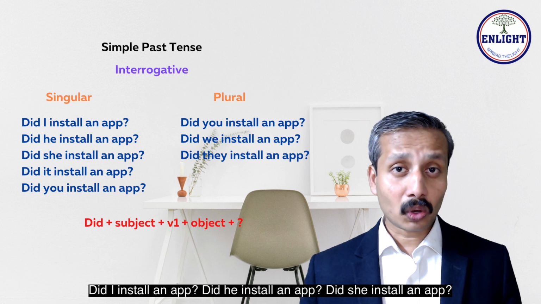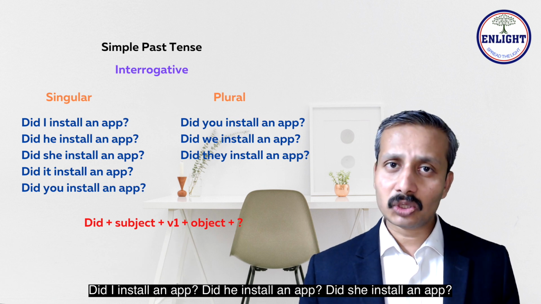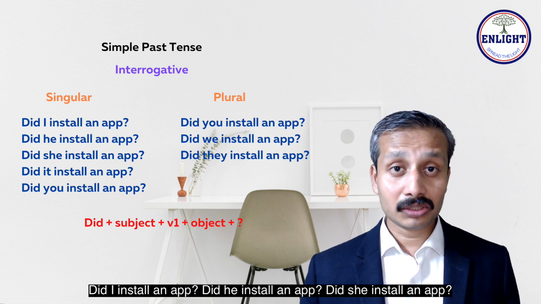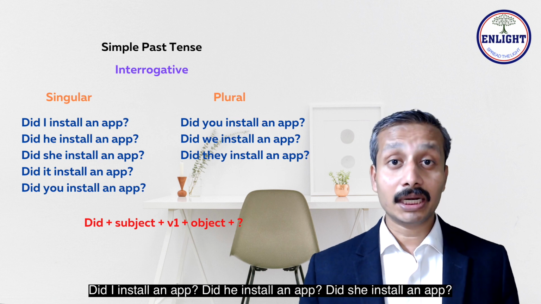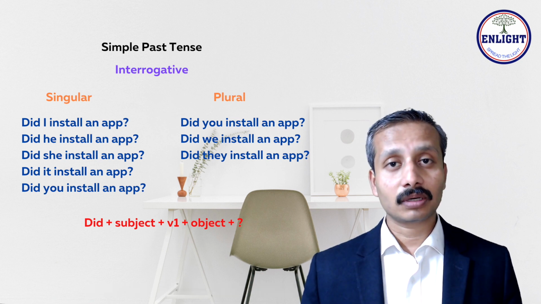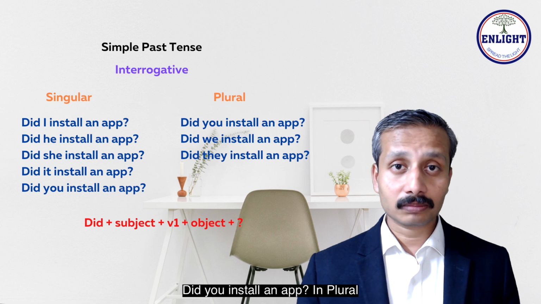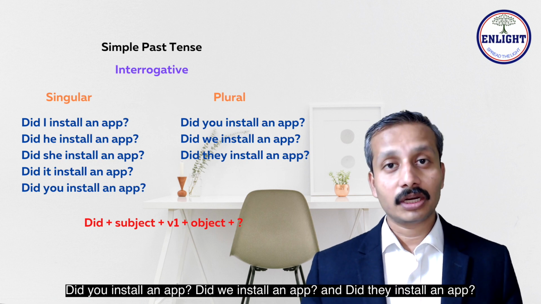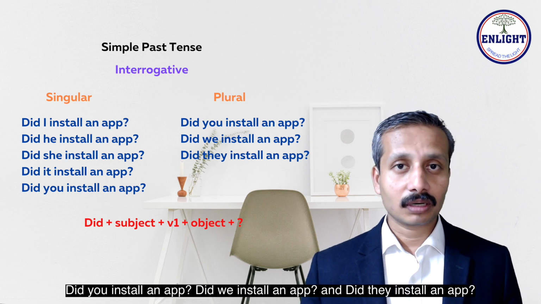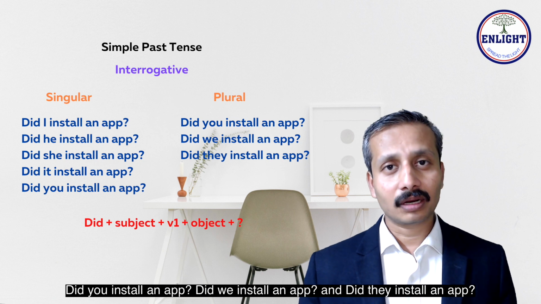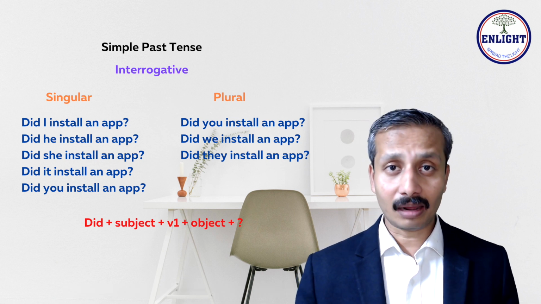Did I install an app? Did he install an app? Did she install an app? Did it install an app? Did you install an app? In plural, did you install an app? Did we install an app? And did they install an app?